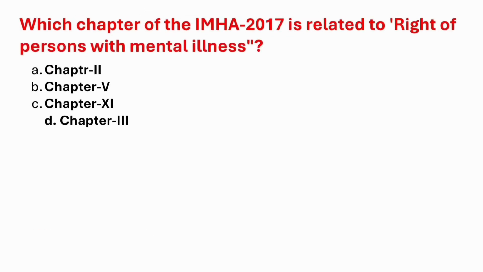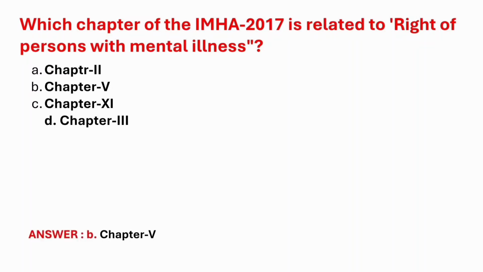Serotonin. Which chapter of MHCA 2017 is related to rights of persons with mental illness? A. Chapter 2, B. Chapter 5, C. Chapter 11, D. Chapter 3. The correct answer is B.